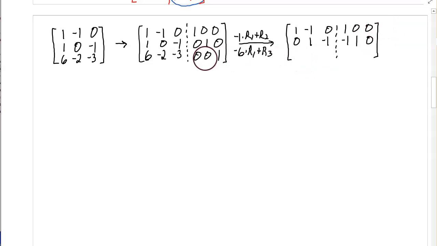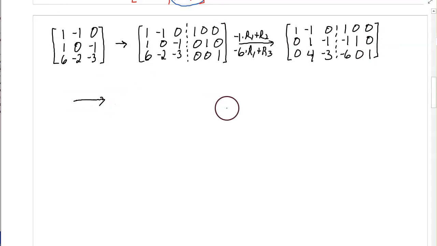Now we'll work on row 3. -6 times 1 is -6. -6 add 6 is 0. -6 times -1 is 6. 6 add -2 is 4. -6 times 0 is 0. 0 add -3 is -3. -6 times 1 is -6. -6 add 0 is -6. -6 times 0 is 0. 0 add 0 is 0. -6 times 0 is 0. 0 add 1 is 1.